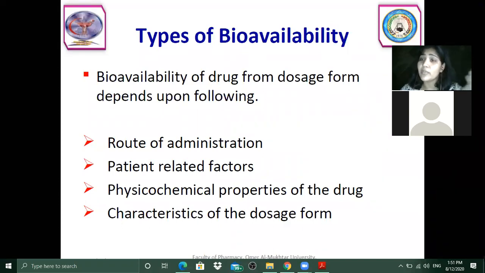Physicochemical properties of the drug play a very major role, because when you have investigated a new drug or when you have a drug with you, you have to make sure that drug passes all the barriers that are there in the body and reaches the systemic circulation. If you want your drug to reach systemic circulation, then it should be what? Hydrophilic, hydrophobic, both the characteristics should be there.